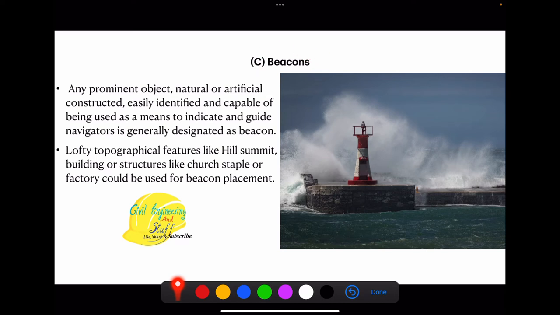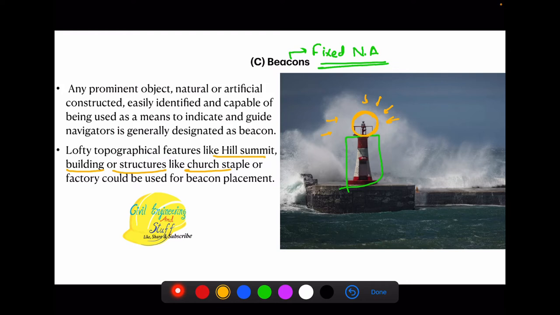Then we have beacons. Beacons are a fixed form of navigational aid. Beacons are a small form of your lighthouse, basically a small structure over which an illuminating assembly is installed, right? And being small in size, these are generally installed over irregular topographies, like hill summits, buildings, and structures like churches.